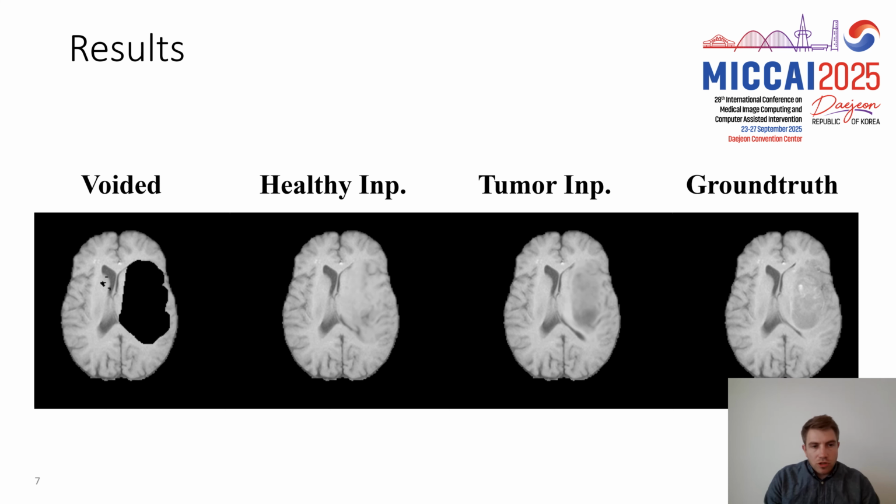Here you can see some results. So on the left we have this voided image, then we have the healthy inpainting, which was the main task of the challenge. In the third image you see a tumor inpainted, and on the very right you see the ground truth where there's also a tumor.